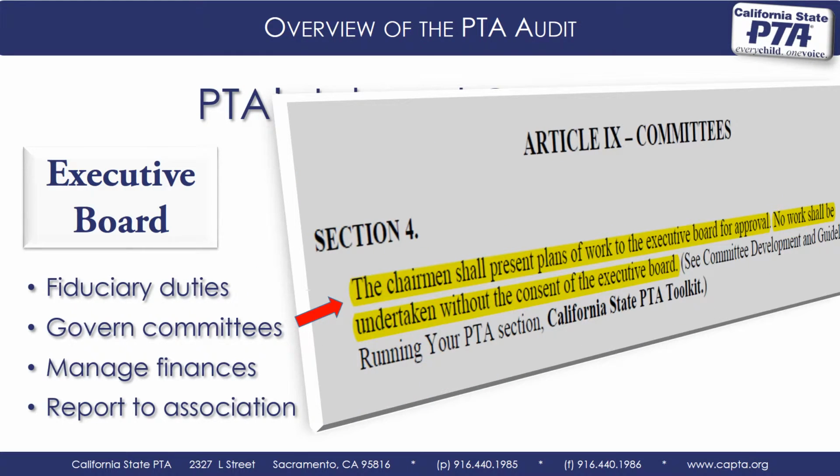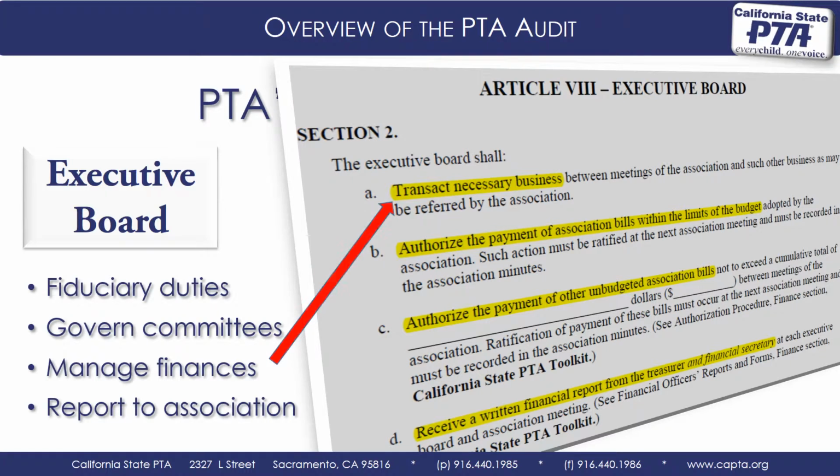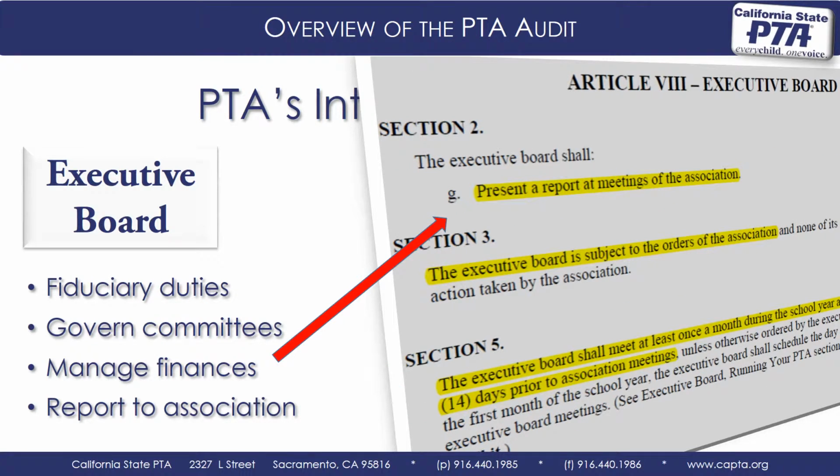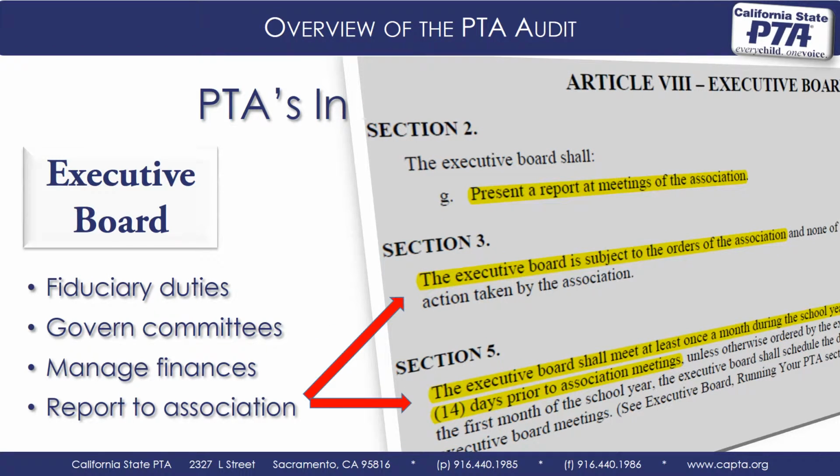The executive board governs PTA committees. Committee chairmen present plans to the executive board for approval. No work may be undertaken without approval of the board. As a whole, the board transacts necessary business, authorizes the payment of association bills, receives written financial reports from the treasurer and financial secretary, and presents board reports at association meetings. The executive board is subject to the orders of the association and meets at least once a month during the school year, at least 14 days prior to association meetings.